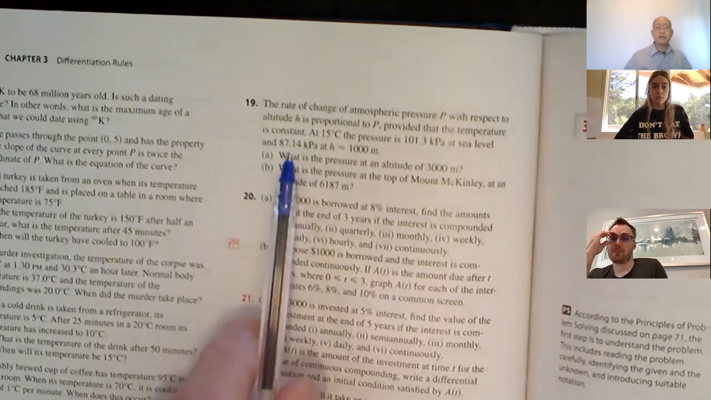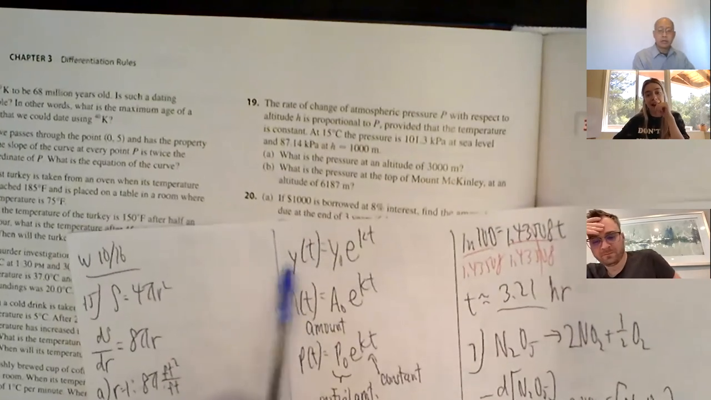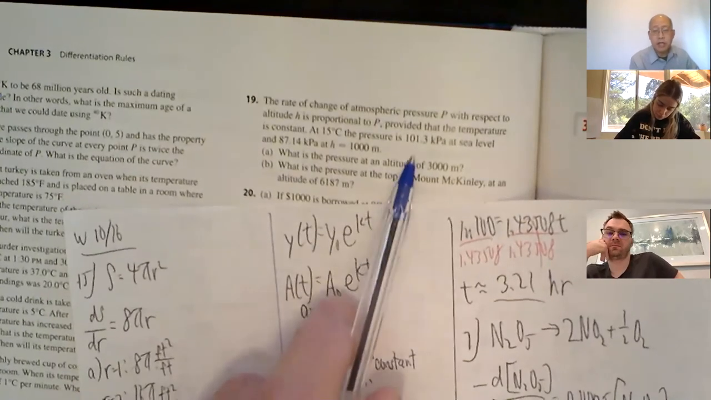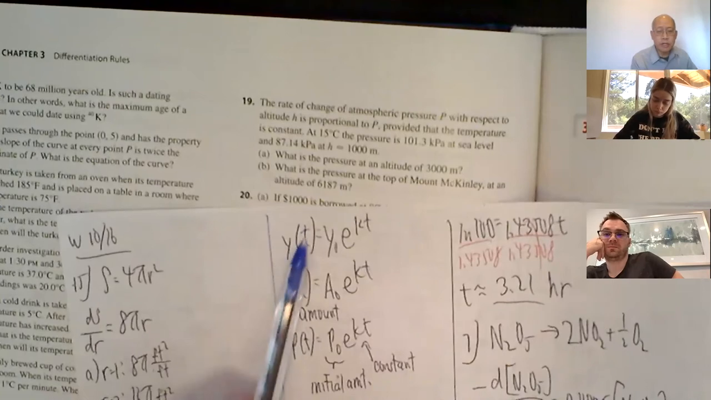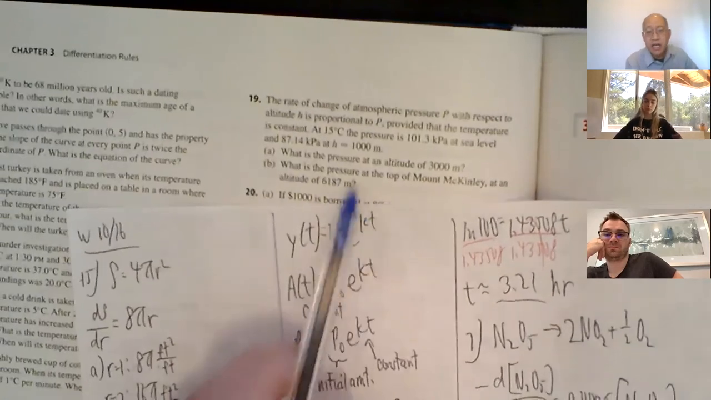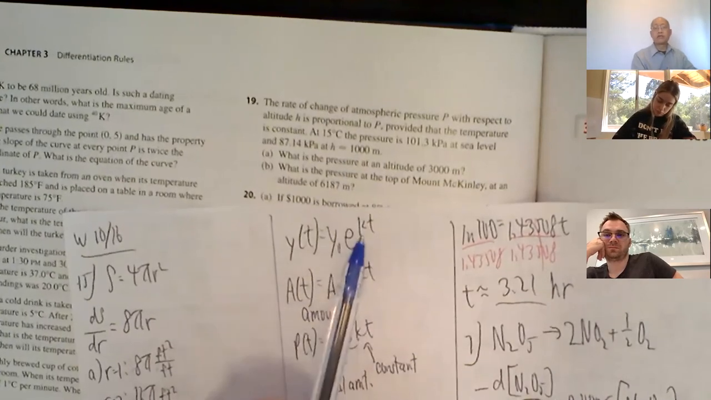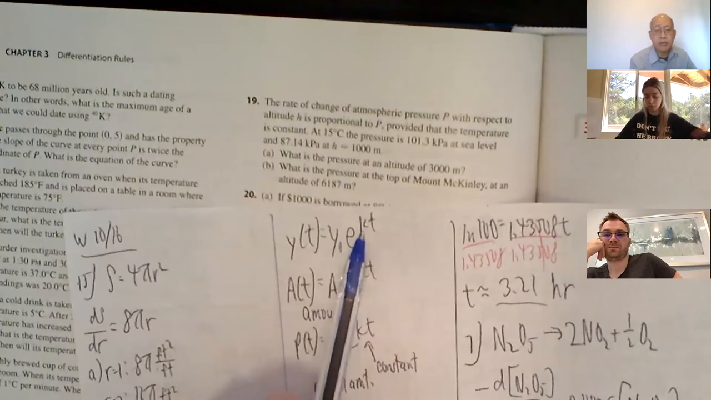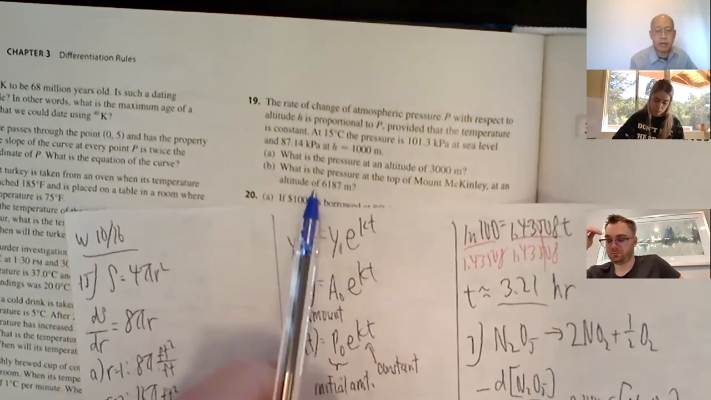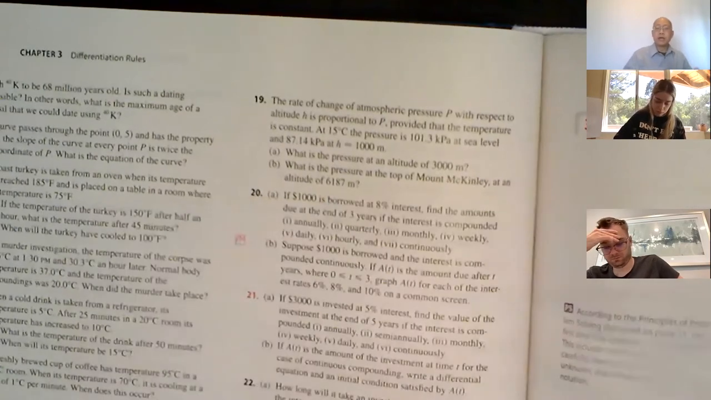So you have everything you need. So 87.14 goes here. The initial pressure, sea level, is 101.3. So 87.14 here, 101.3 here, and instead of T, this is H, and the height you're going to plug in 1,000. And then you work out the rest. So first you got to figure out the K. And once you find the K, you would plug in 3,000. And then you plug in a separate problem, 6187, it looks like. And that does it.